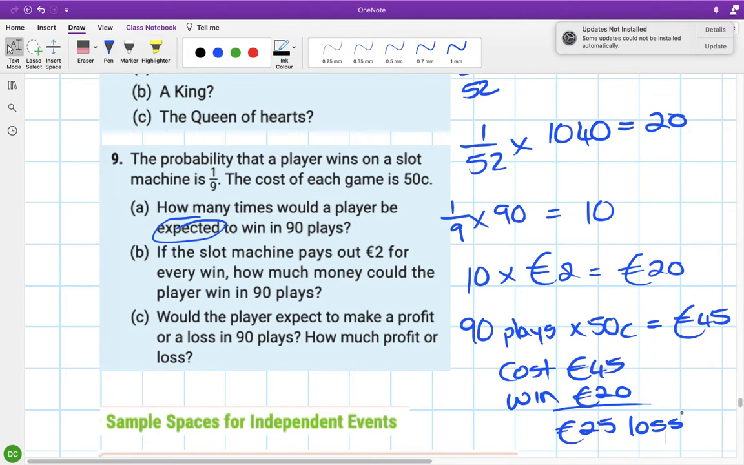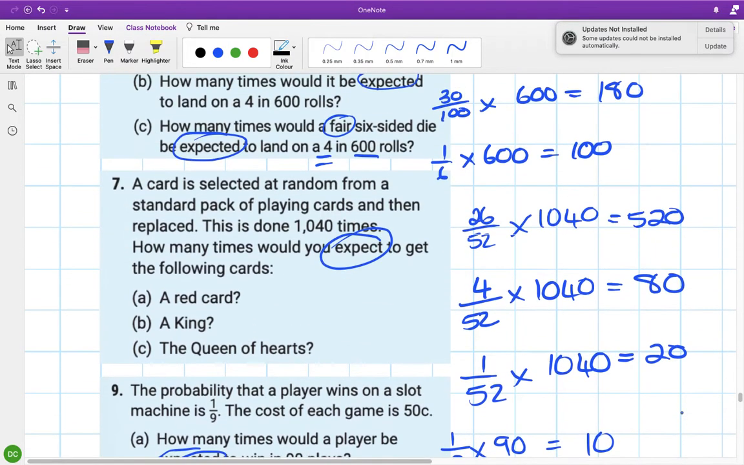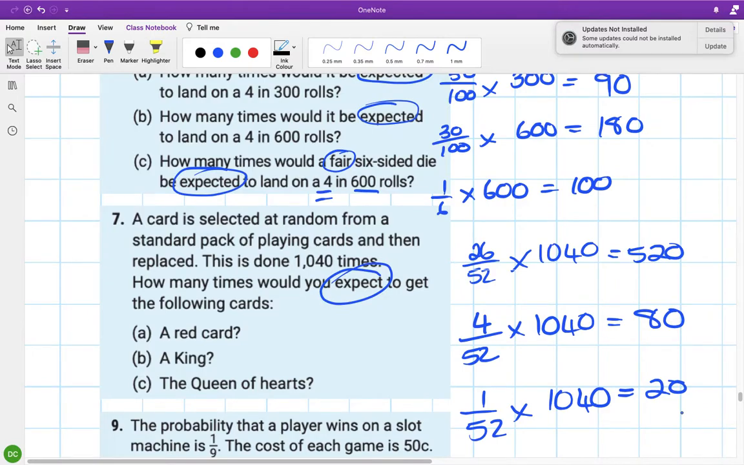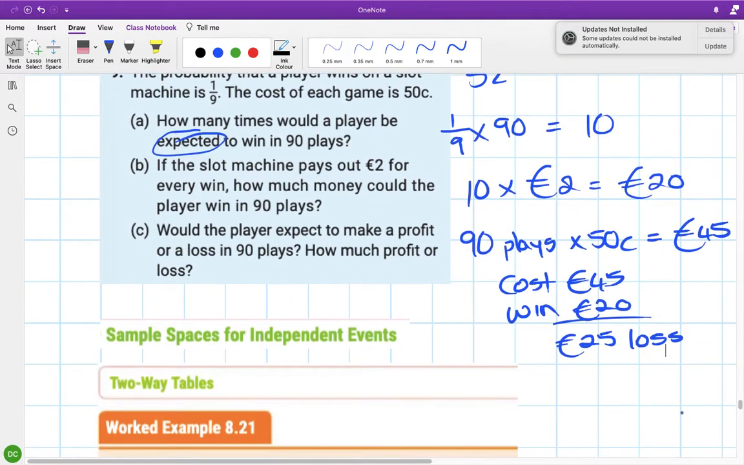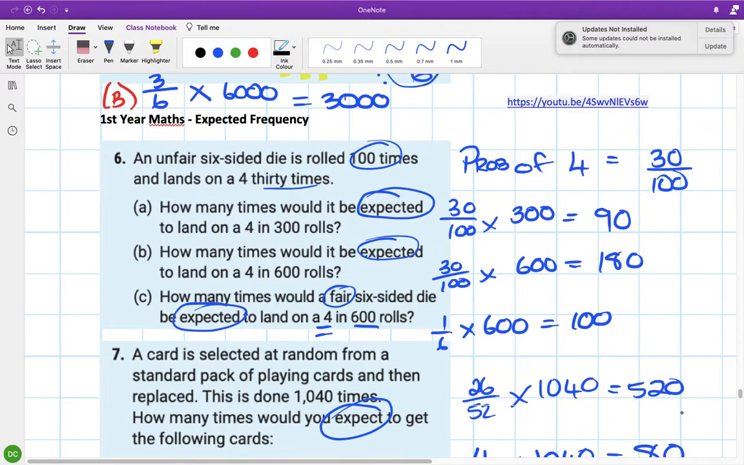Okay, last one's slightly different, but essentially expected frequency, probability multiplied by trials, the whole way down. Have a look over them, check them against your own answers. If there are any mistakes, correct them, and make sure you let me know if you don't understand.